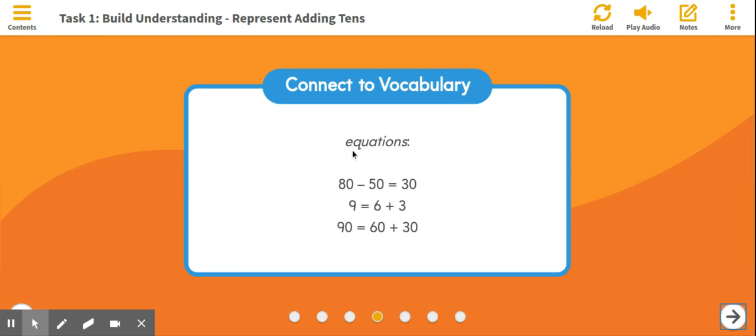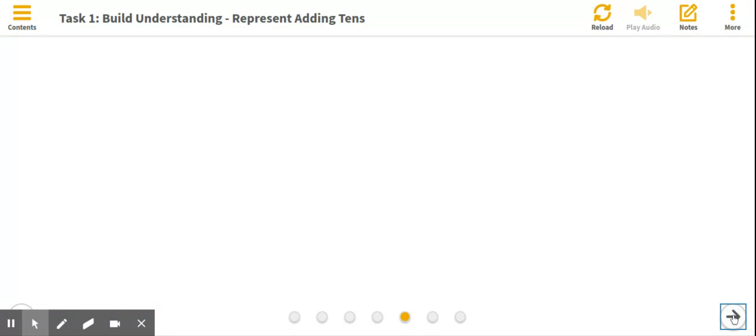See that word equa is like equal. So there has to be an equal in it. And it is showing me that this side is the same as this side. So 80 minus 50 is the same as 30. 9 is the same as 6 plus 3. 90 is the same as 60 plus 30. So when you see that equal sign, remember that it means the same as.